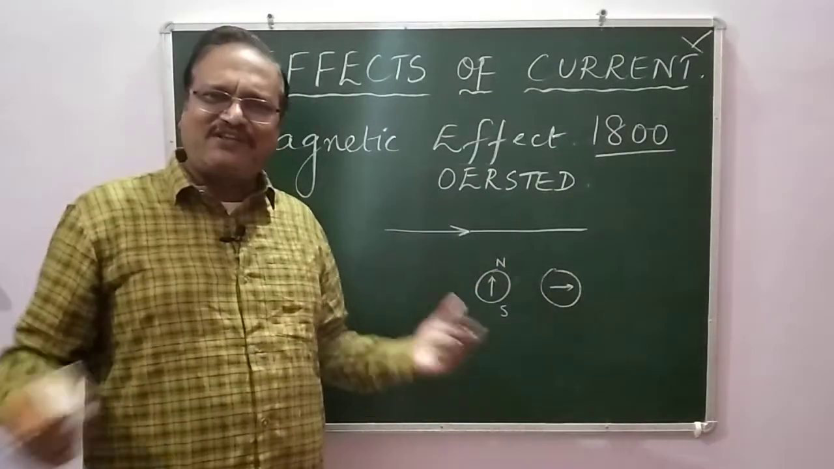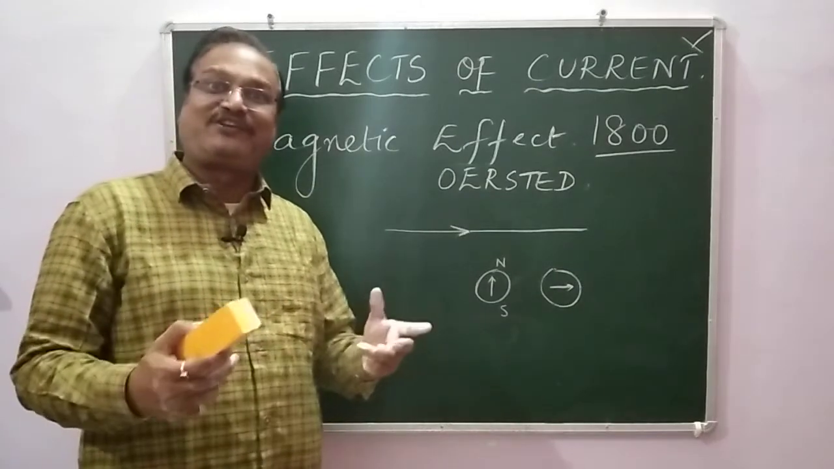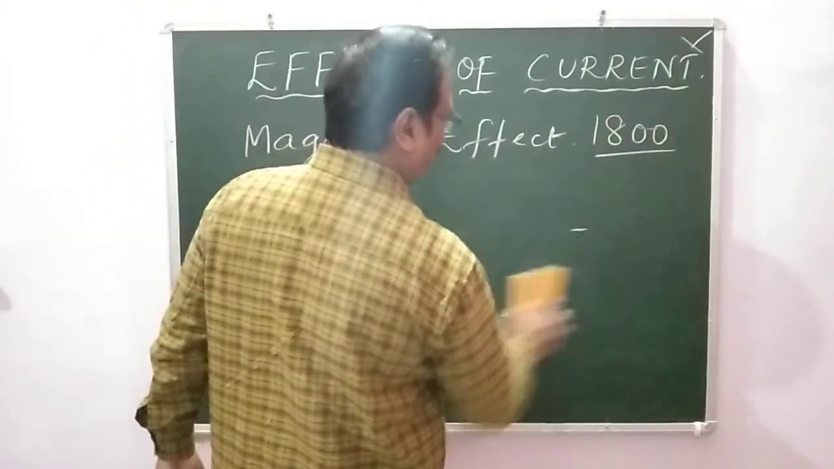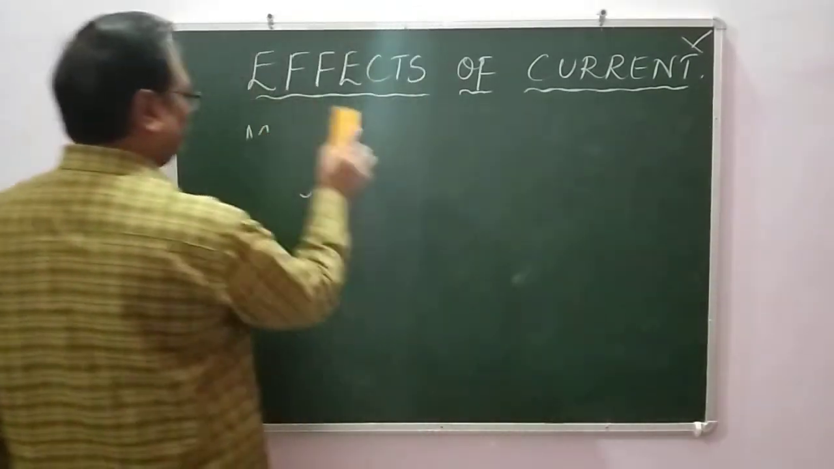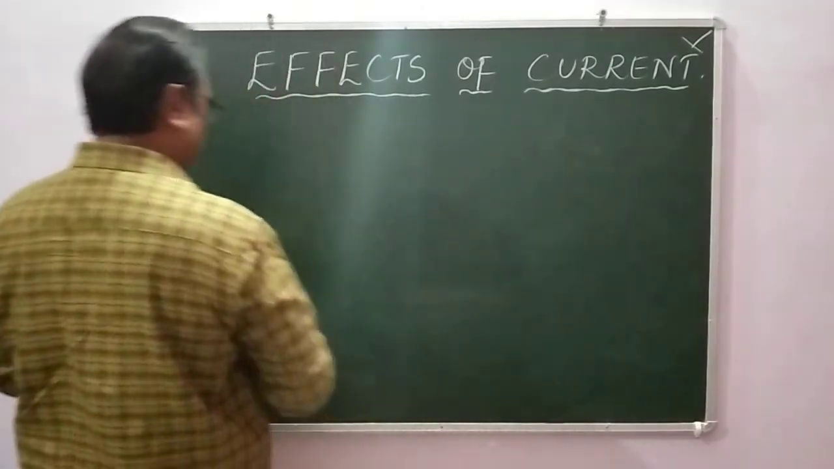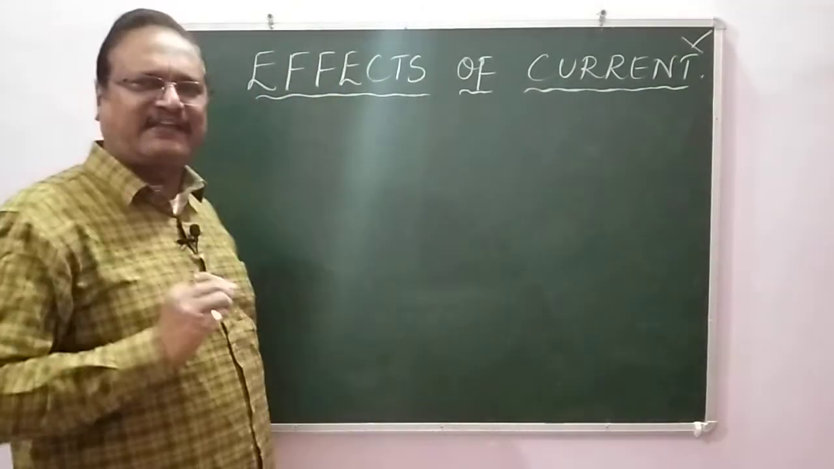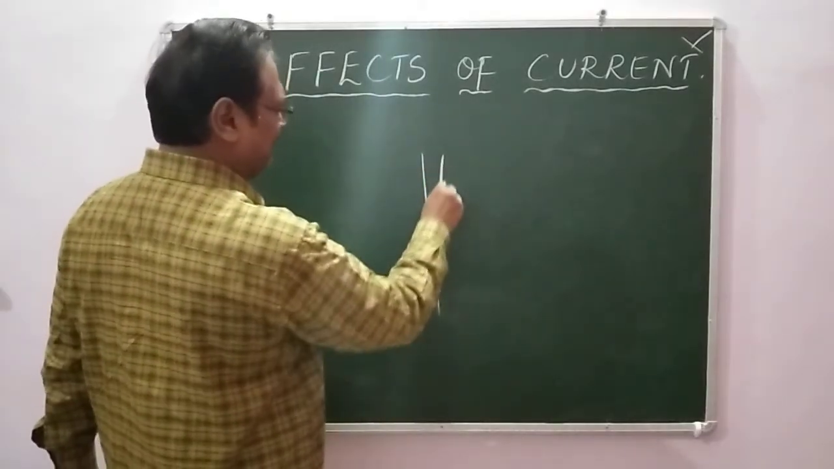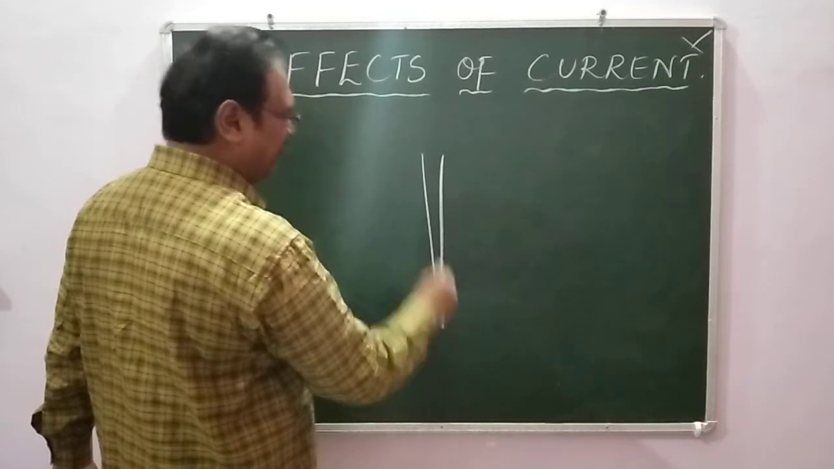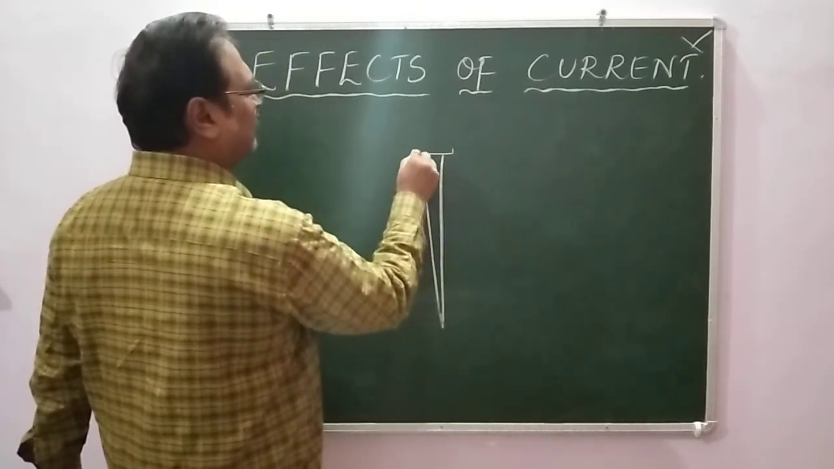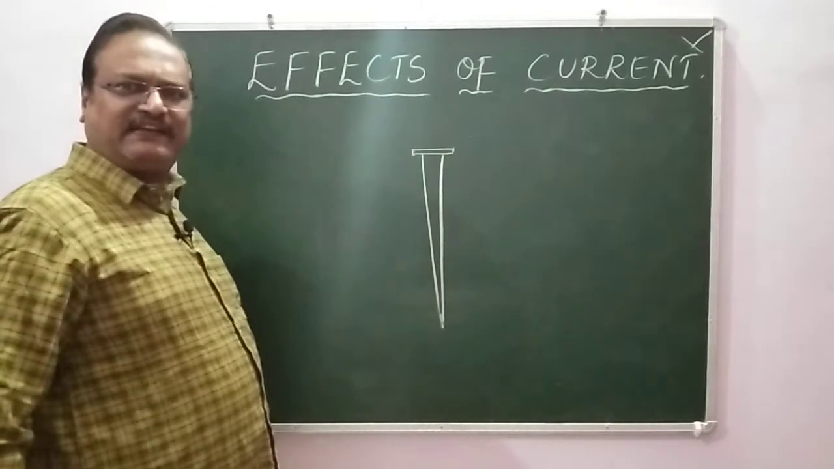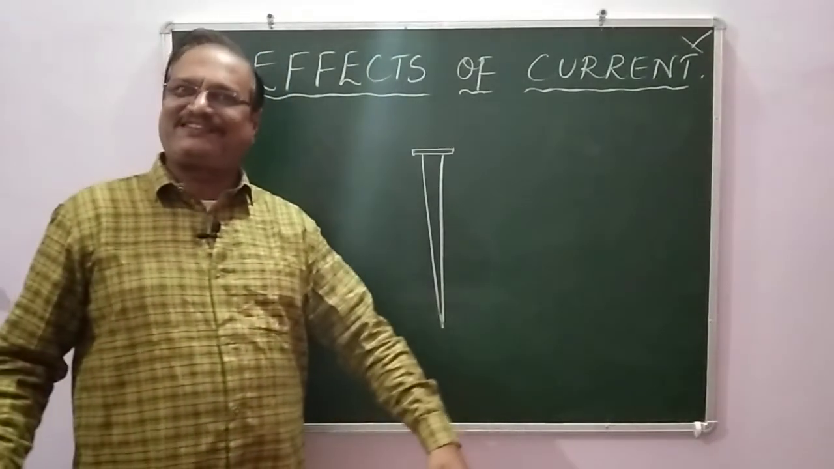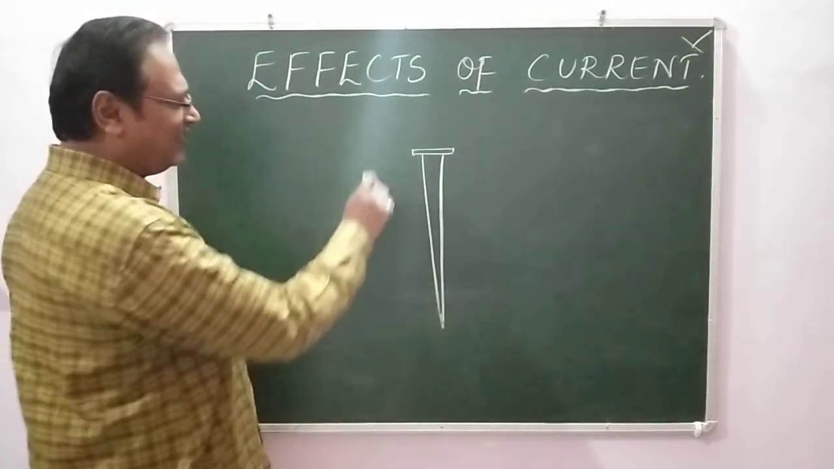Where will we use this? Yes, we use it in electromagnets, and that is the last topic of this video. Magnetic effect. I'm going to show you a simple diagram. You can do this at home. Take a big nail. A nail is made up of iron, right?